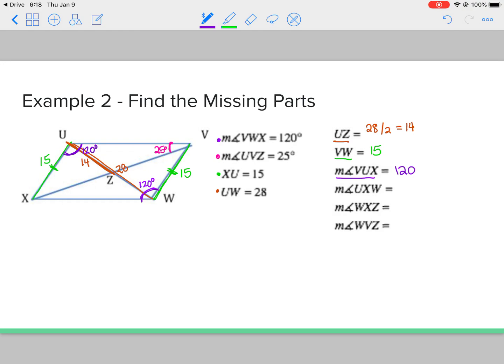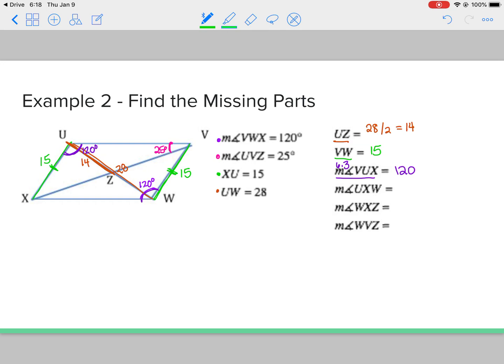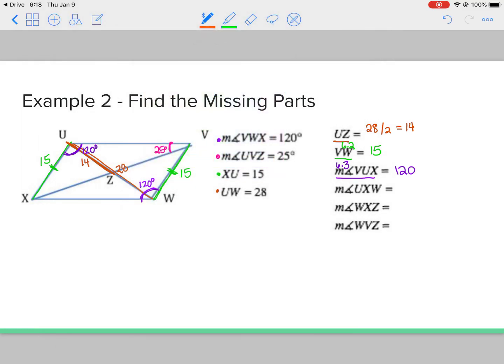So going back and filling in the theorems that we used, just to make sure that we know why we can use these things. The opposite angles are congruent. That is because of theorem 6.3. Opposite sides are congruent is what we used in the previous one. That was theorem 6.2. And finally, the diagonal was bisected, and that came from theorem 6.5. So all of those theorems allowed us to figure out those pieces of information.